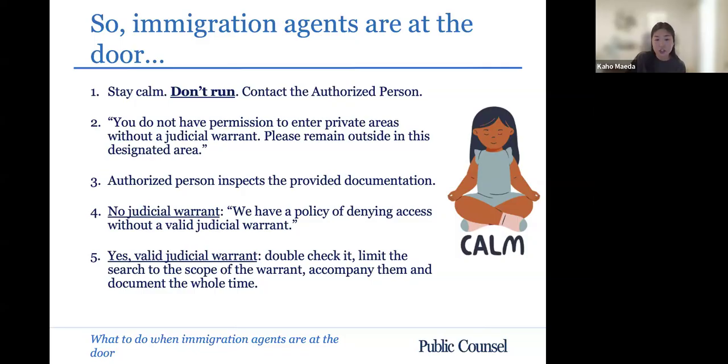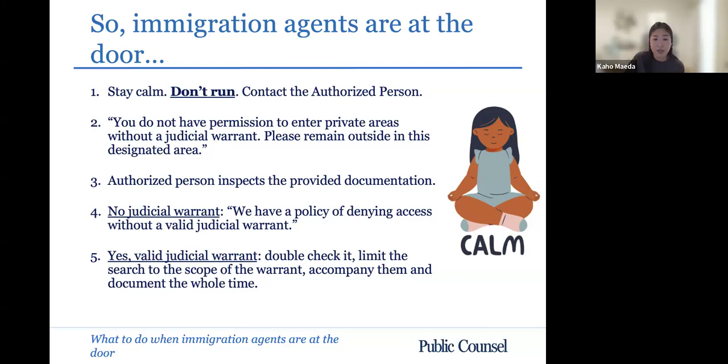If the agents do not have a judicial warrant, you can say that we have a policy of denying access without a valid judicial warrant. Again, they're not allowed to enter without a valid judicial warrant. If they do have a valid judicial warrant, you want to double check it. And then, as Cassidy explained, limit the search to the scope of the warrant. So if there's only one room that's listed on the warrant, making sure that the search conducted by the ICE agents is limited to that room. You also want to accompany them the entire time and, as best you can, document the whole thing.